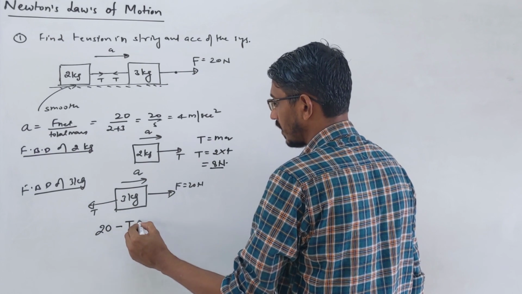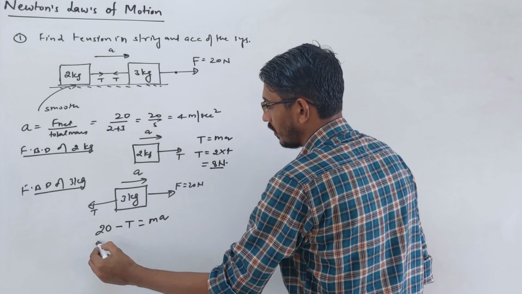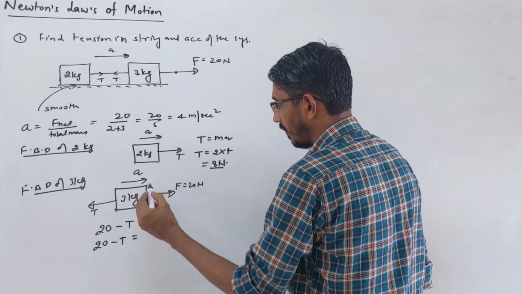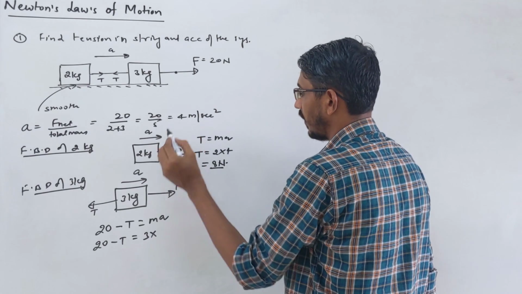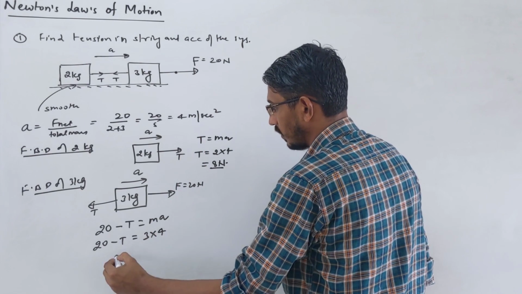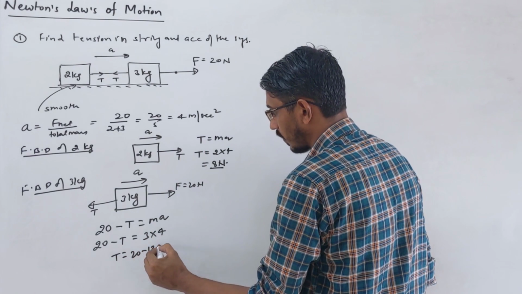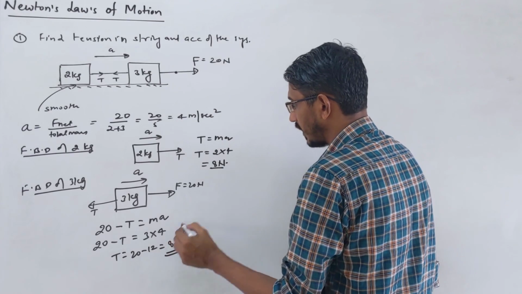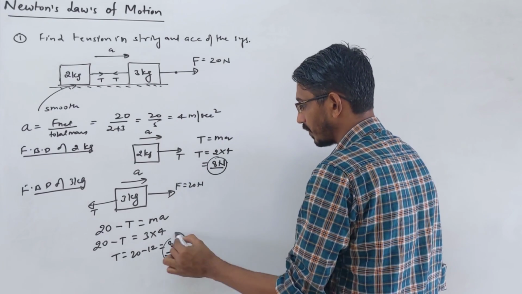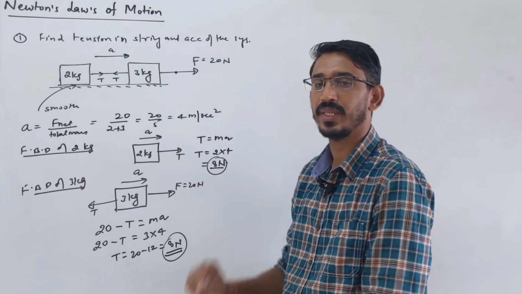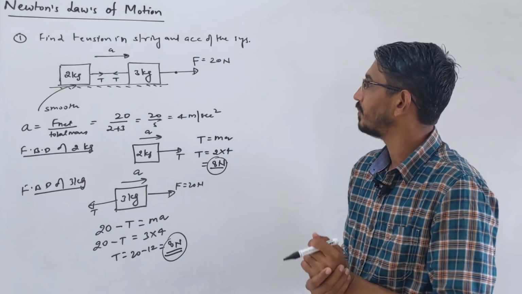20 minus T is equal to ma. M is given as 3, and a we have found here as 4. So this becomes 20 minus 12, which again means 8 Newton. Same answer we got here. So you can take the FBD of this or the FBD of this. These are 2 bodies connected.